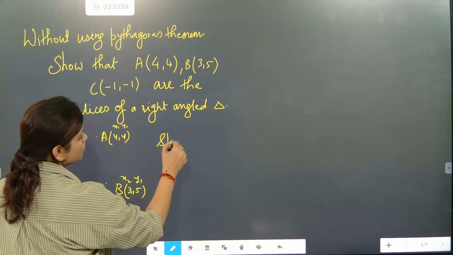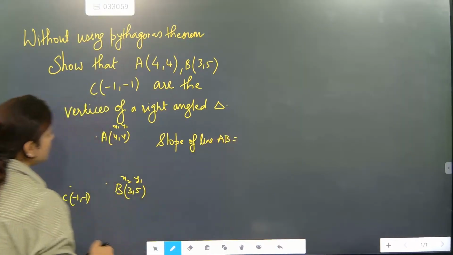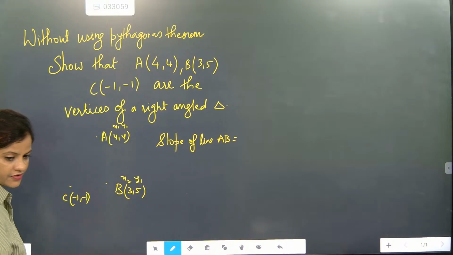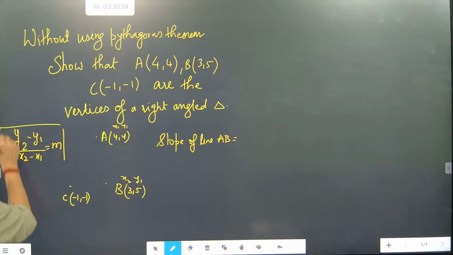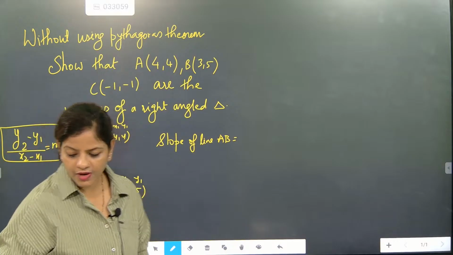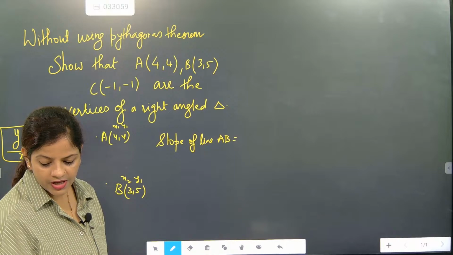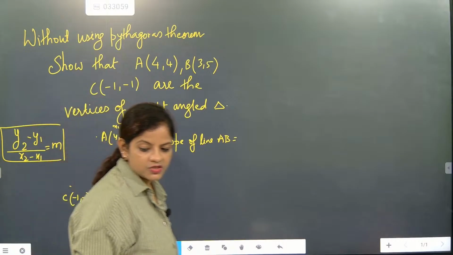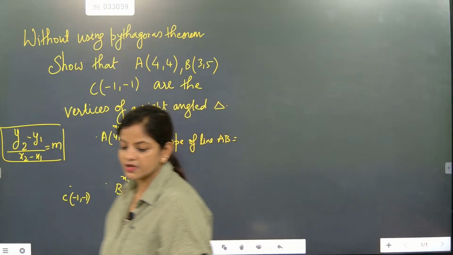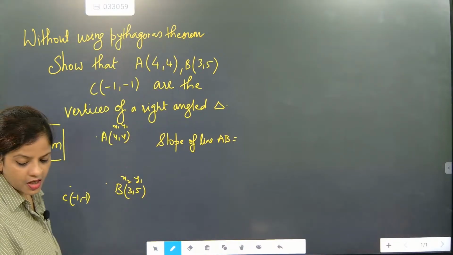So we will write slope of line AB. And what is the formula? Our jackpot formula, when 2 points are given, is y2 minus y1 by x2 minus x1 is equal to slope. This is the most important part. y2 minus y1 by x2 minus x1 is equal to slope.